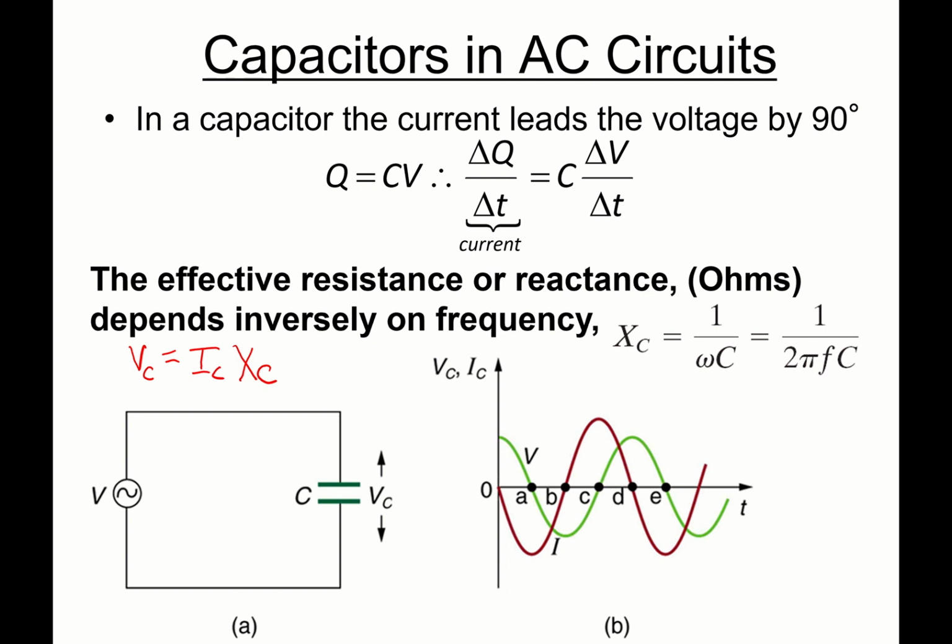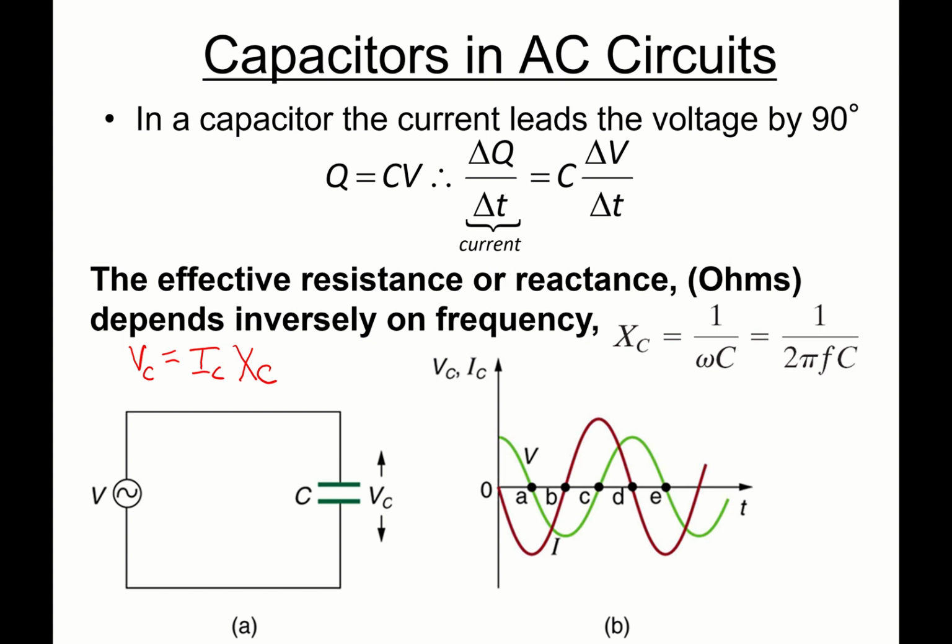That capacitive reactance depends on the frequency. If we have a DC circuit, remember we turn the voltage on, the capacitor charges up, and then the current stops flowing. So that's a zero frequency, and we have infinite resistance in the circuit. So the capacitive reactance is inversely proportional to the frequency. If we have zero frequency, we have infinite reactance. If we have infinite frequency, we have zero reactance.